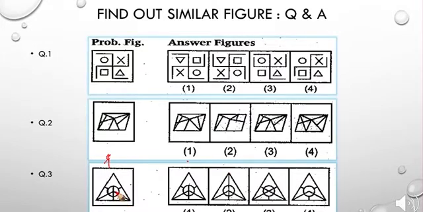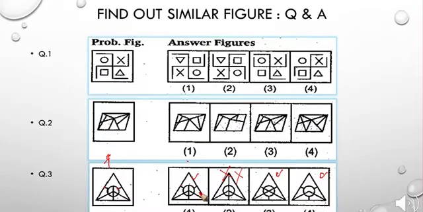We see here that there is a circle, so there should be a circle in the answer figure. We see that there is a circle in all the answers, so we can't make any difference. We need to study further. Can we check about these two lines which are meeting the circle? These two lines are available here, but these lines are not available here, so this can't be the answer. Option 3, these two lines are there, this could be the answer. Option 4, these lines are there, so this could be the answer.